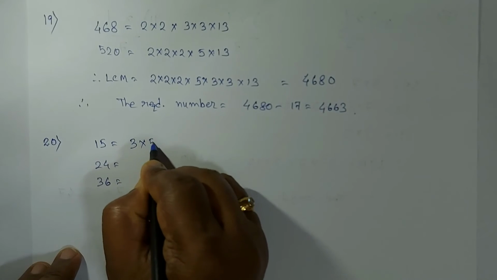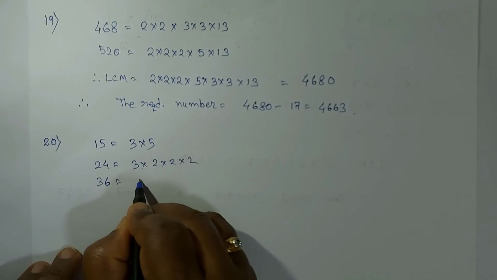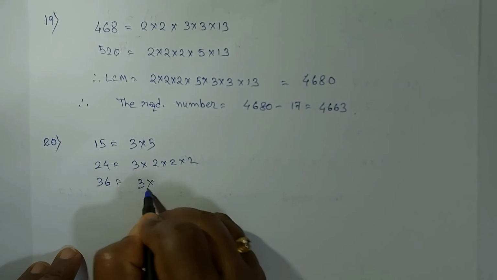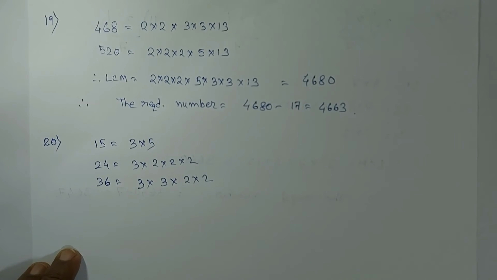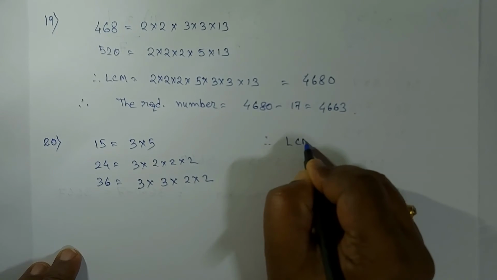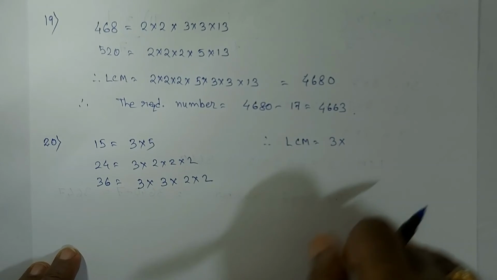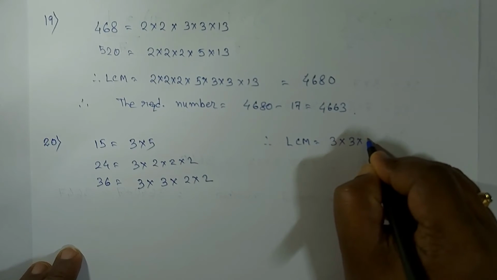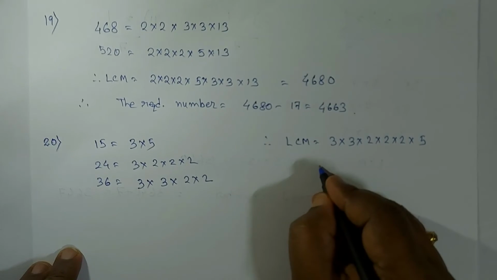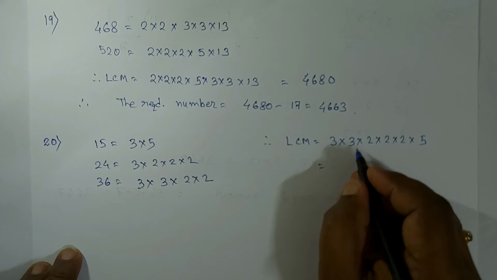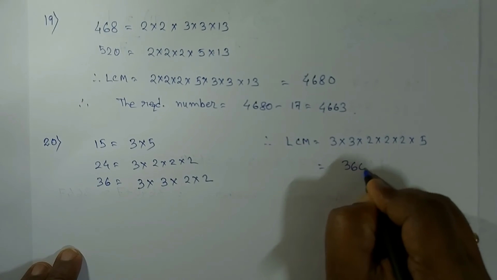So 15 is equal to this, then 36 is equal to this. So therefore the LCM will be equal to 3 into 2 into 2 into 2 into 5. This is equal to 3 into 3 is 9, into 8 is 72, into 5 is 360.